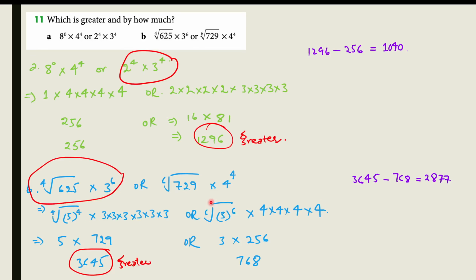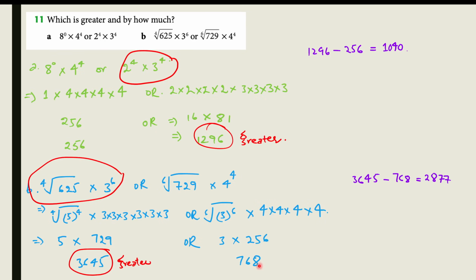The second expression is the 6th root of 729 multiplied by 4 raised to the power of 4. Since 729 is equal to 3 raised to the power of 6, we can write it under the root as 3 raised to the power of 6. This way, the 6th root gets cancelled with the power of 6, as these are inverse operations. So we are left with 3 multiplied by 4 raised to the power of 4. 4 raised to the power of 4 is equal to 256. So 256 multiplied by 3 is equal to 768.